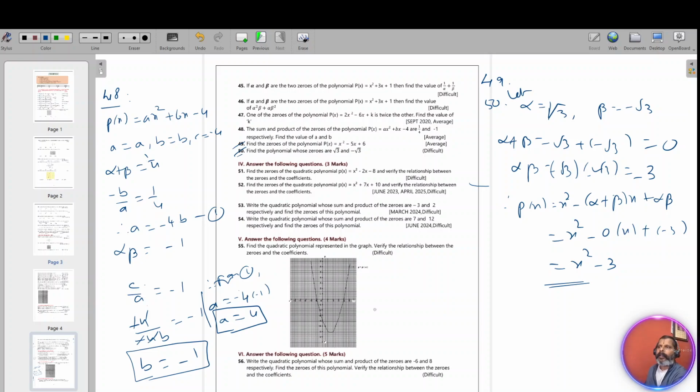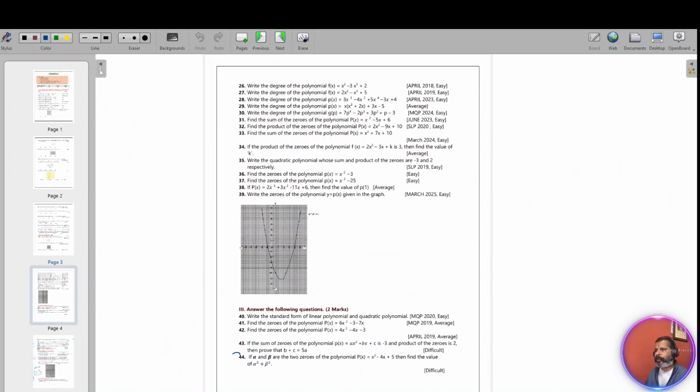Okay. There are many important questions in this main. I'll just mark them, just check out. 50th is important, 48 is important, 47, 46, 45, and coming back, 44 is important, 43 is important. Rest all are simple questions.